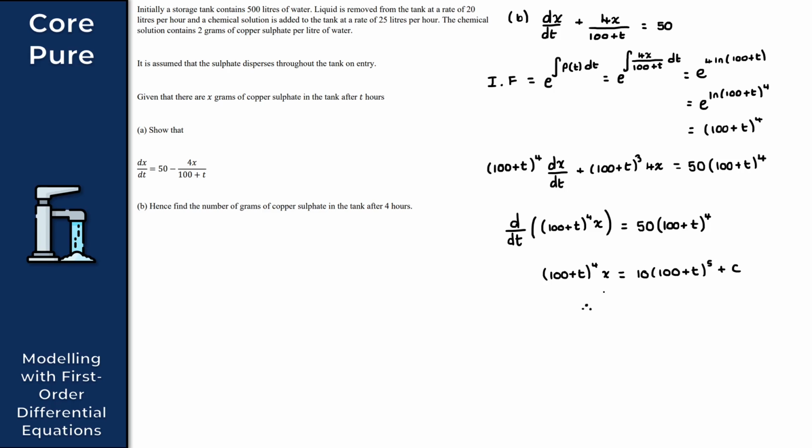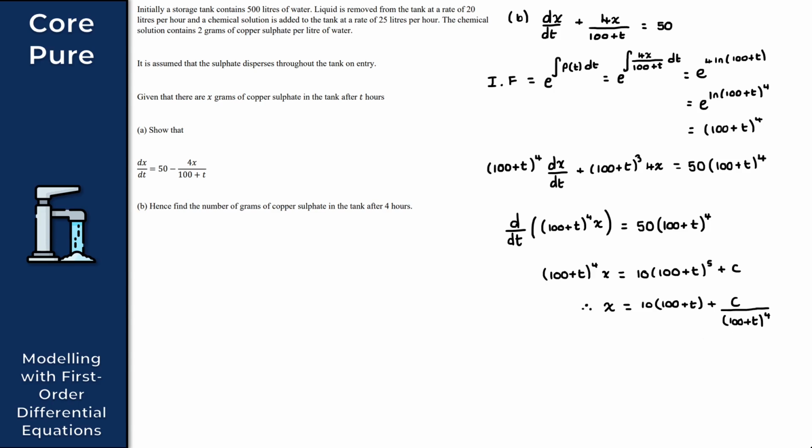So to obtain the general solution, just divide through by (100 + t)^4. So x is equal to 10 times (100 + t), then we have c all over (100 + t)^4.